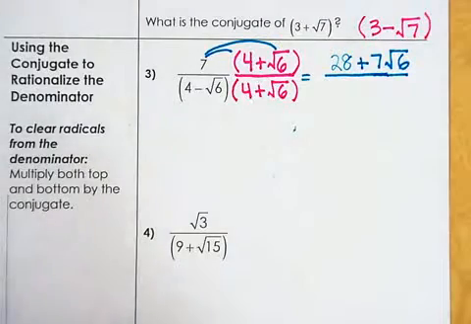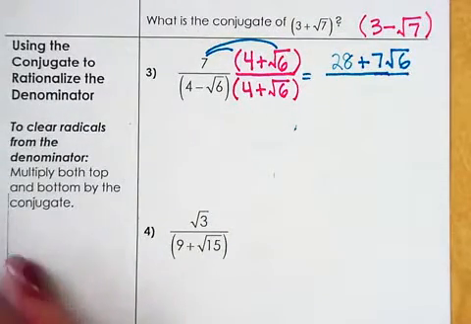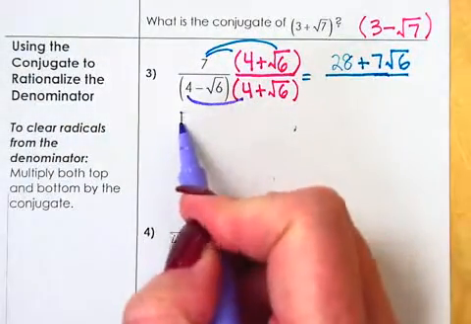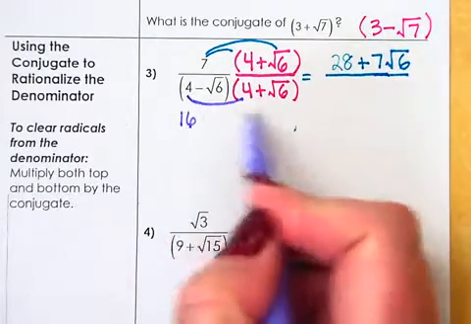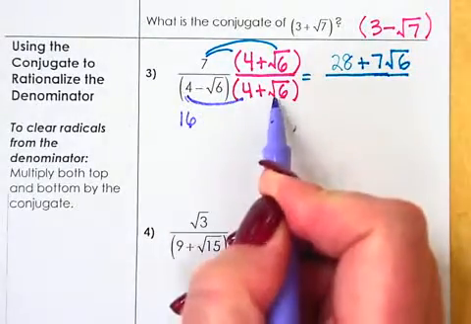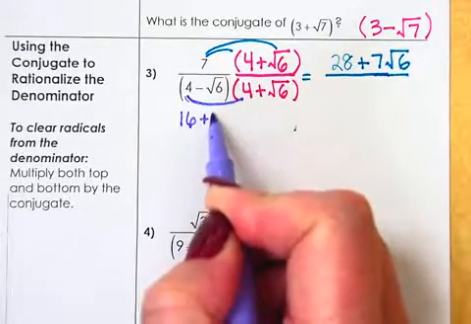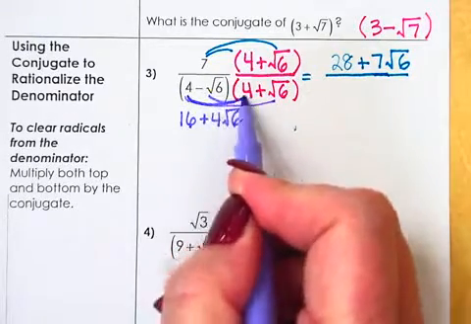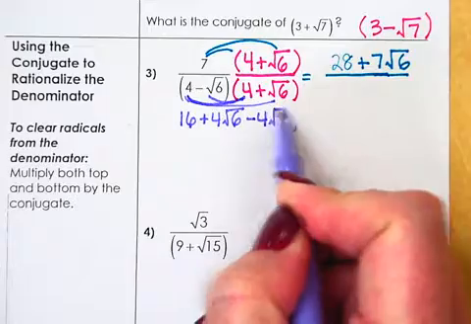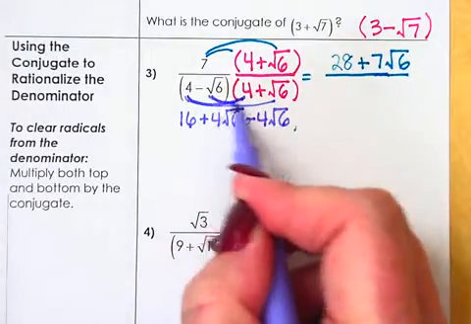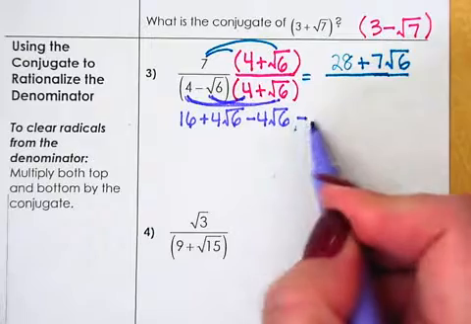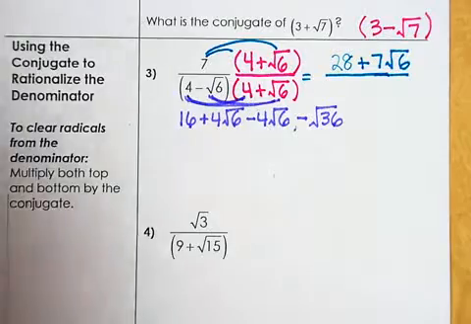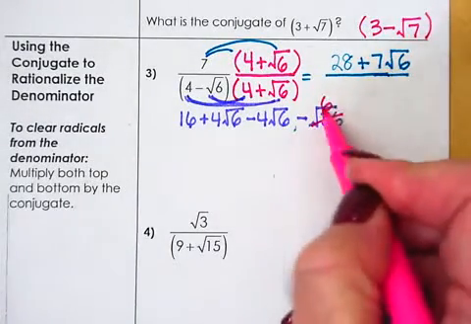Now, for the denominator, we're going to FOIL this out, multiply this all out. So 4 times 4 is 16. I have my middle terms. I get 4 times radical 6, so plus 4 radical 6. And then I get negative radical 6 times 4, so negative 4 radical 6. And then radical 6 times radical 6, so it's a negative radical 36. But we all agree that the square root of 36 is just 6.